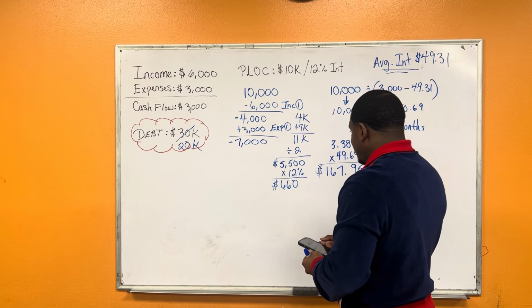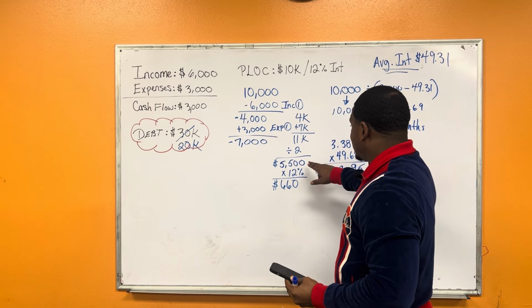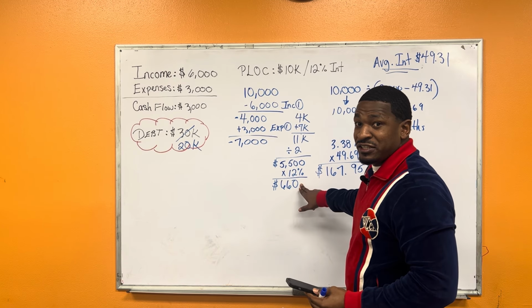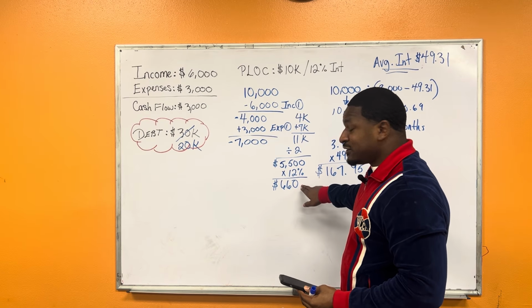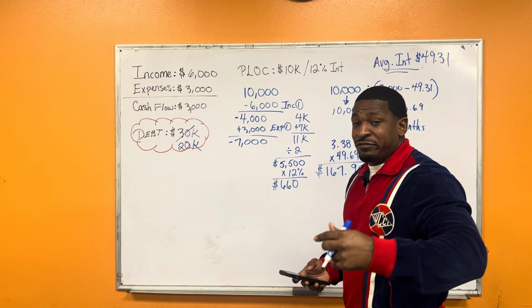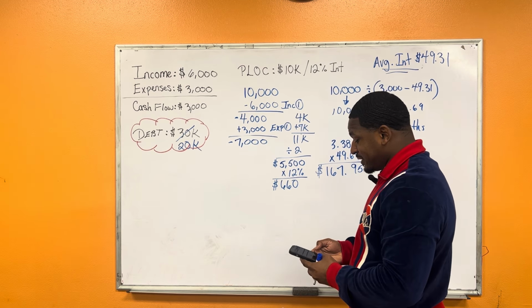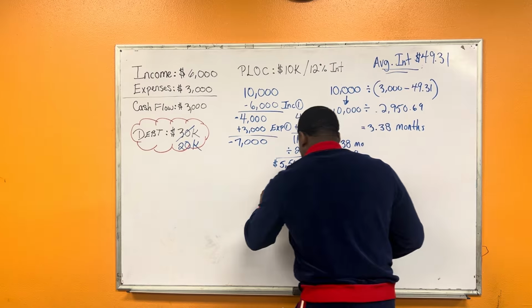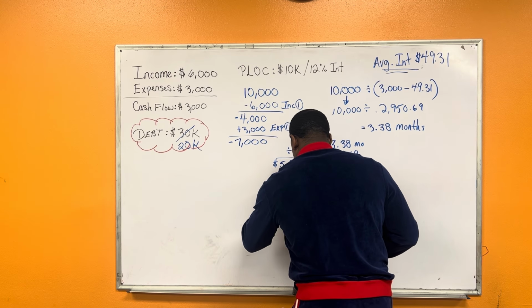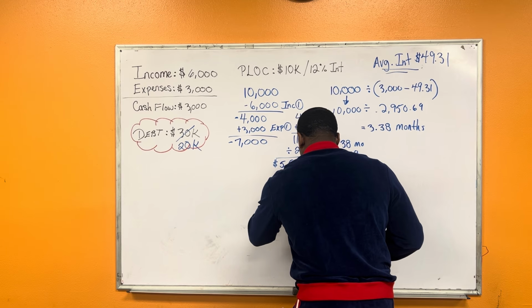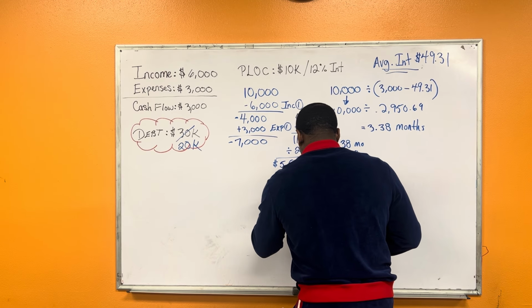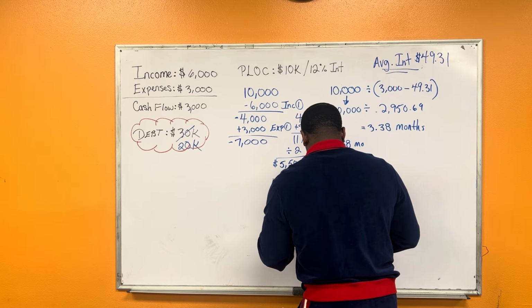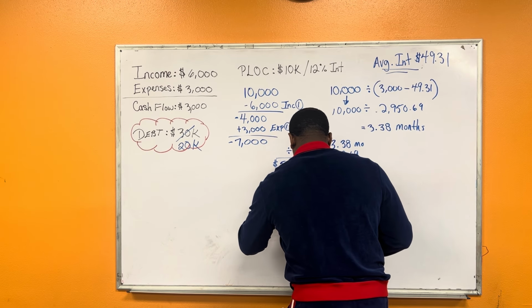Now, remember, this is for the year. We got to do average daily balance. So we got to divide this by 365, and we get $1.80.